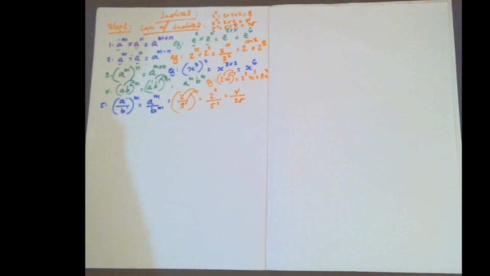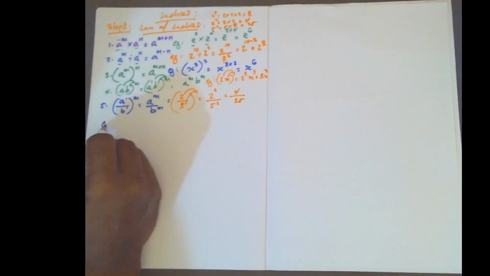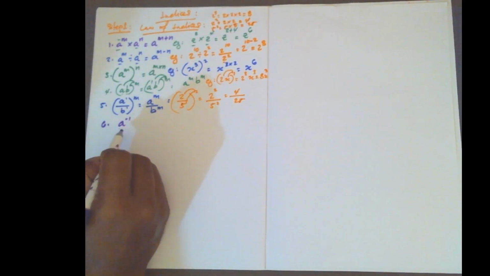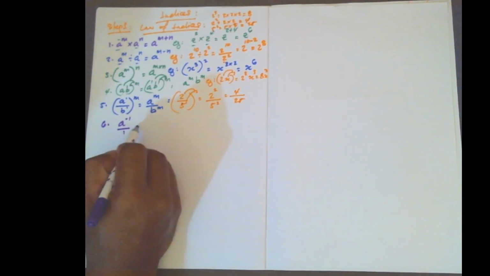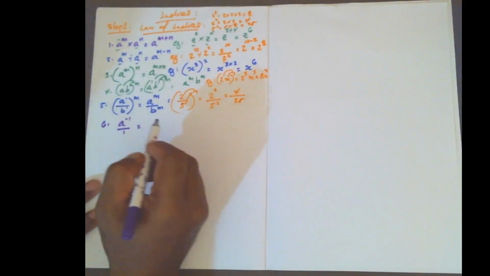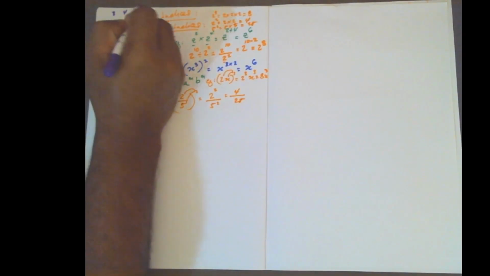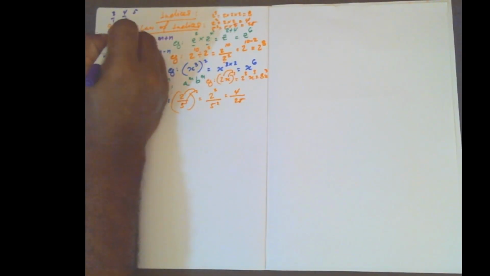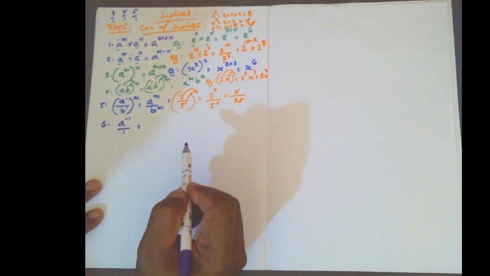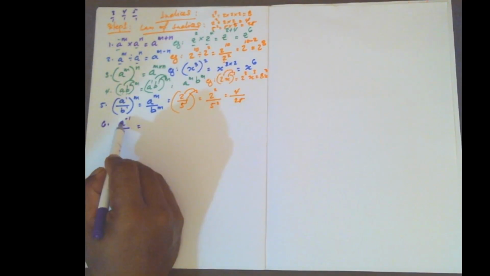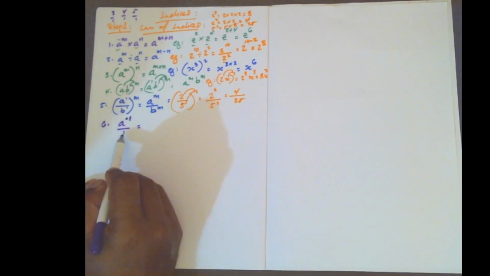Let's look at the sixth law. A to the power of negative 1. Now anything that is written like this, it's always over 1. Example, 3 or 4 or 5 in terms of fraction is over 1. So a whole number written in terms of fraction is over 1. So a to the power of negative 1 is raised over 1.